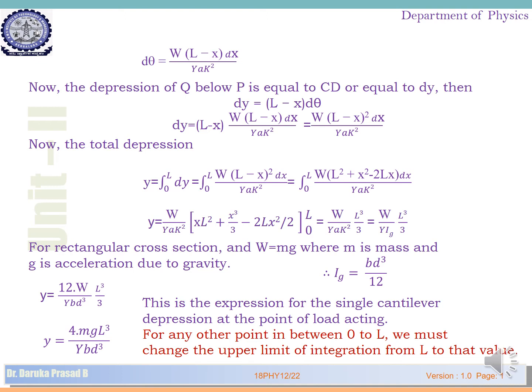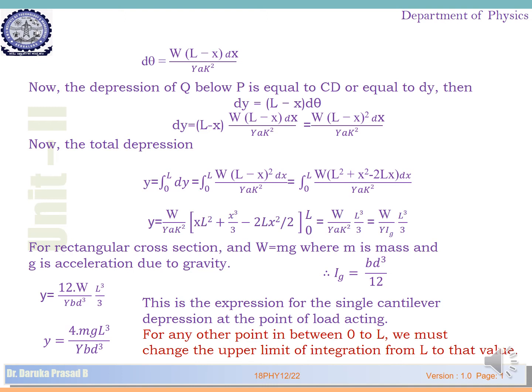By integrating L squared with respect to x, it is L squared into 1, and the integration of 1 is x. Therefore you get L squared x as the first term. Second term, x squared, when you integrate with respect to x, becomes x cubed by 3. And the third term, 2L is constant, and the integration of x is x squared by 2. Now substitute the limits 0 to L. By simplifying you get L cubed by Y I_G into 3 Y I_G.